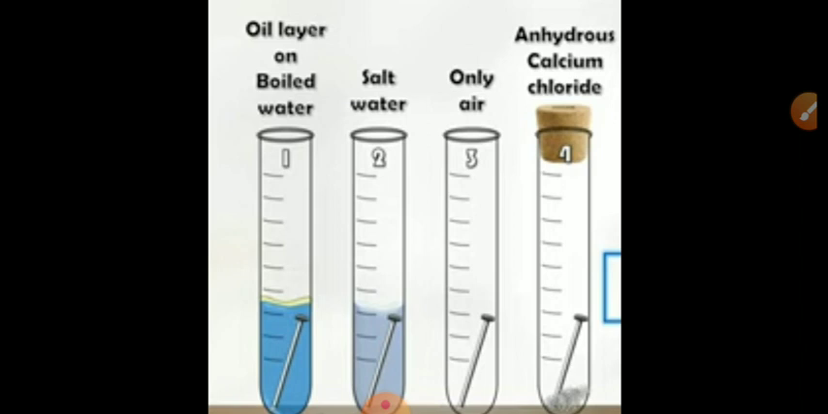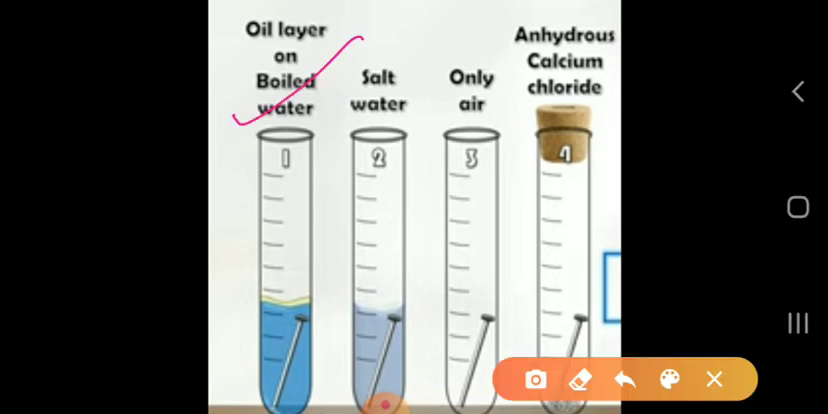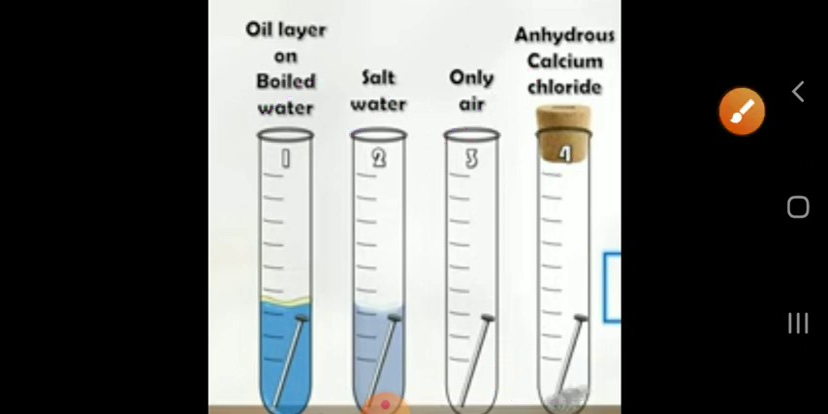Here you can see the first test tube. It is shown that boiled water is taken. On the upper side the oil layer is put. Here in the second one salty water is taken. In the third one only air is there, and in the fourth one anhydrous calcium chloride is taken. And in all these four we have put an iron nail. So we'll study this activity.